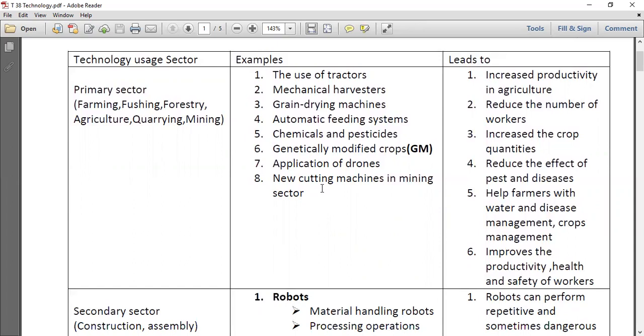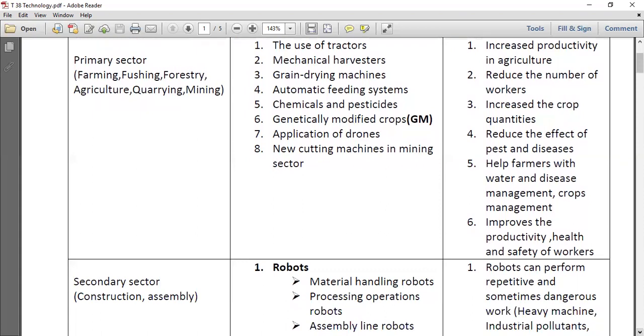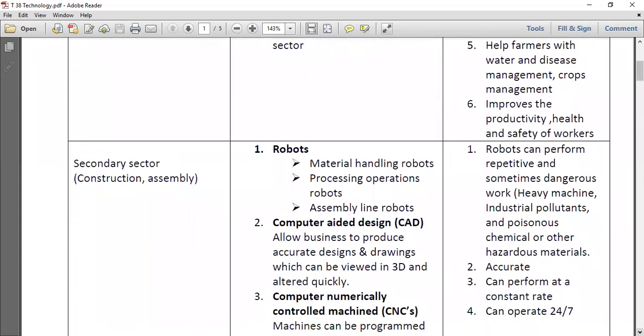Because of the technology used in the primary sector, it increases productivity and reduces the number of workers, and also increases the crop quantity and harvest yield, and reduces the effect of pests and diseases, especially for human beings. It also helps farmers with water and disease management, crops management, and improves the productivity, health, and safety of the workers. So these are the main benefits of using technology in the farming and agricultural sector.